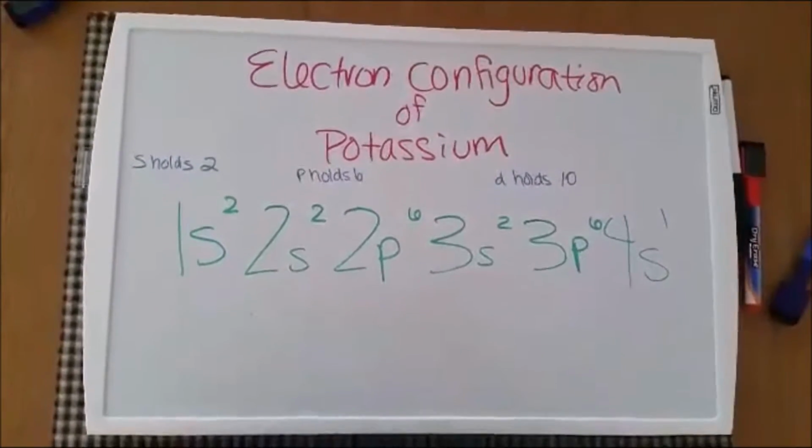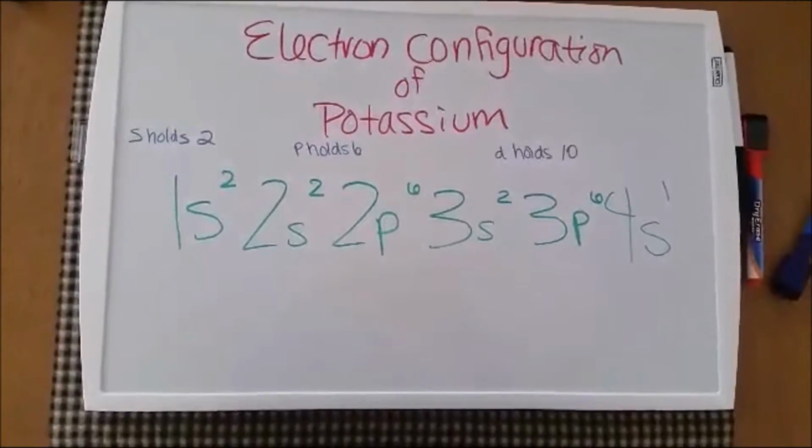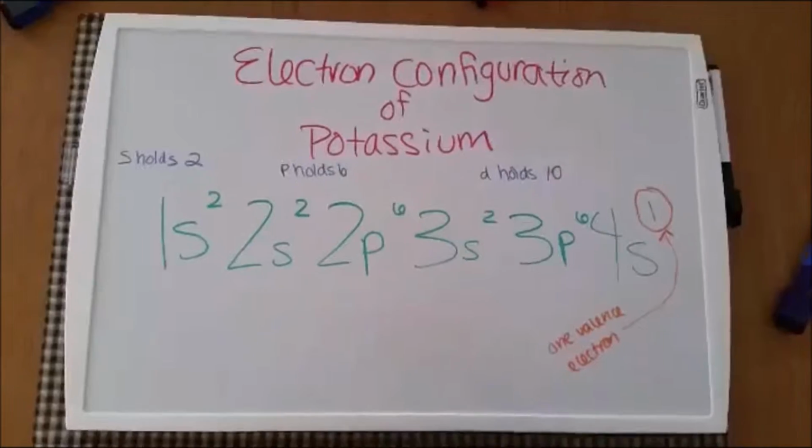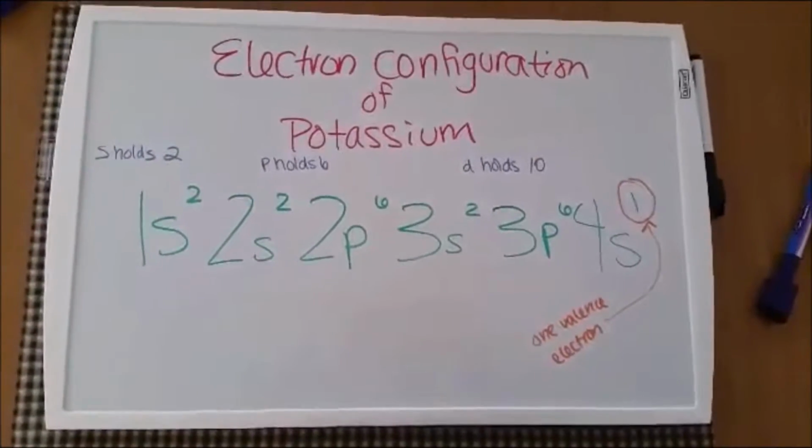This is the electron configuration of potassium, which is 1s2, 2s2, 2p6, 3s2, 3p6, and 4s1. From this we can tell that potassium only has one valence electron in its outer shell.